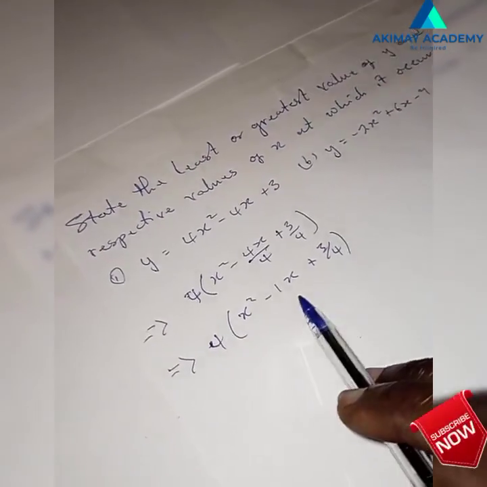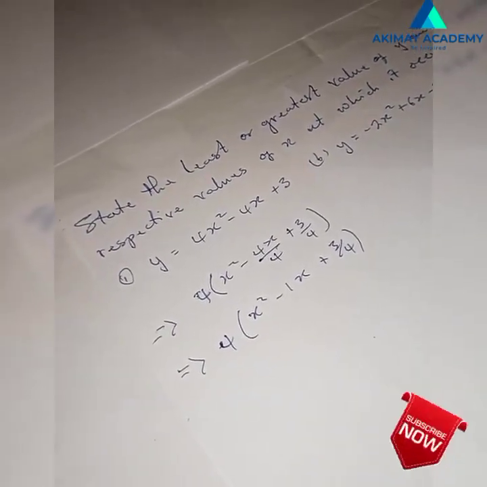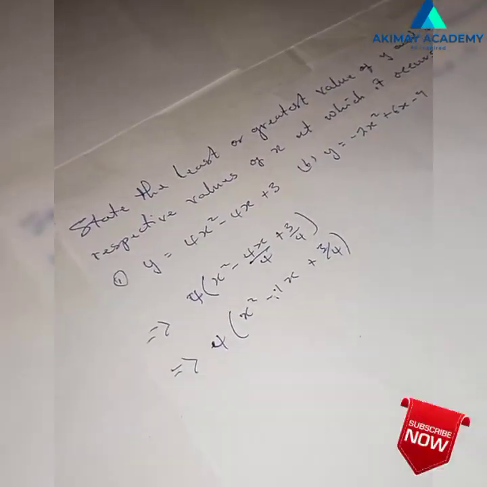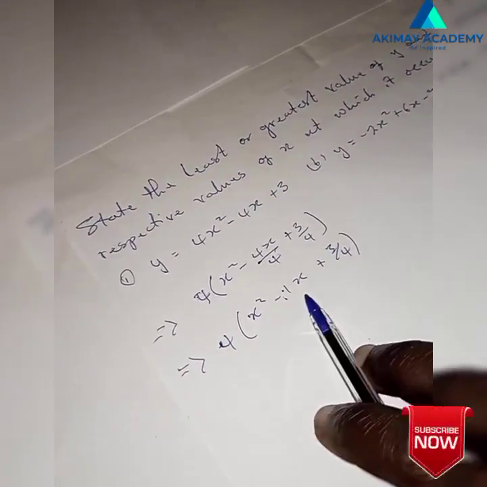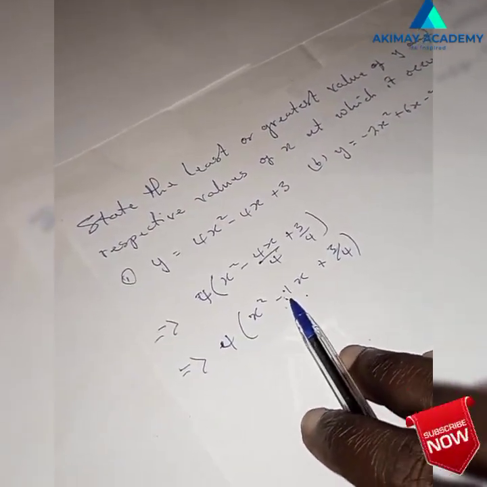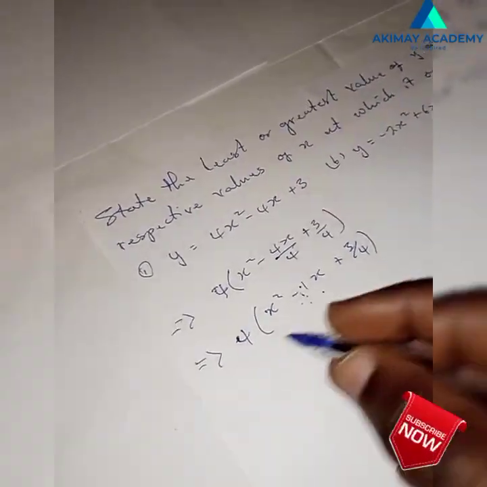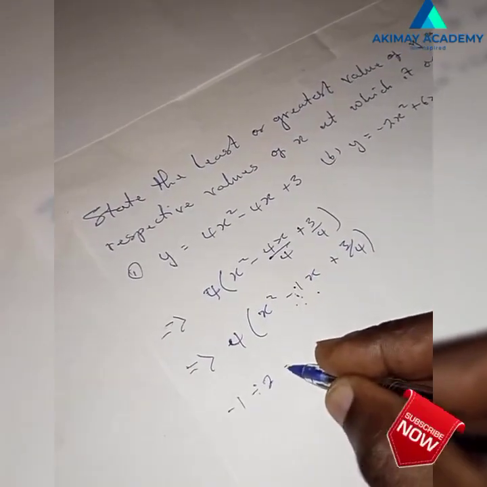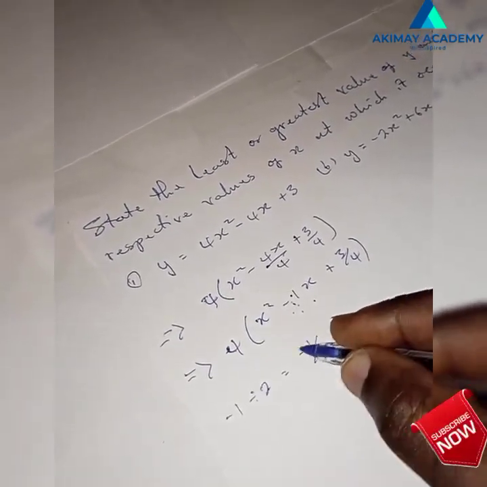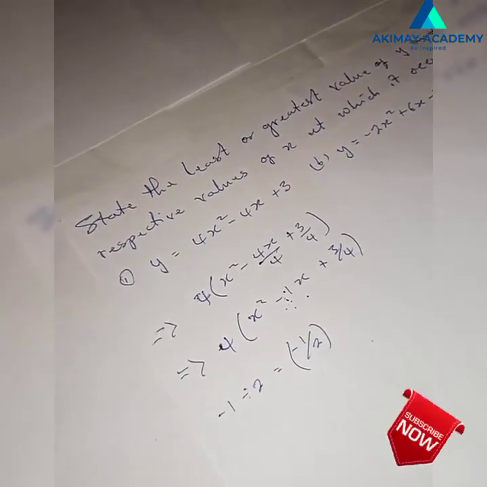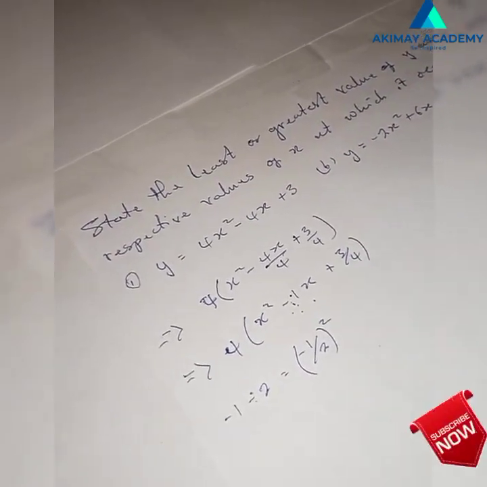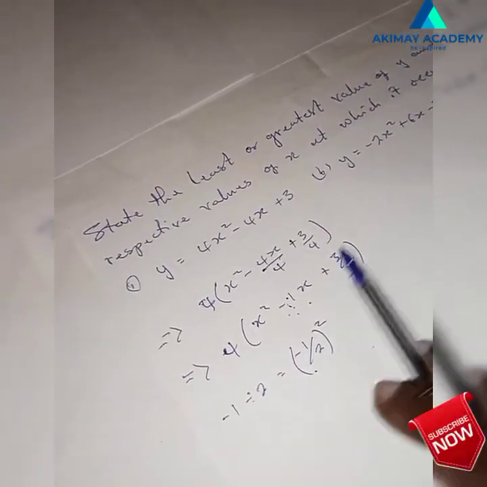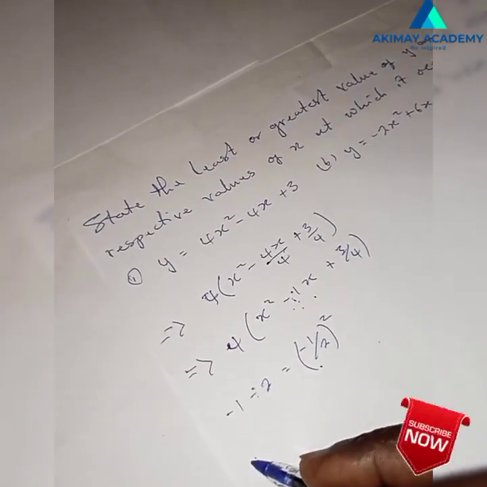At this point, we take the coefficient of x, which is negative 1, and we divide it by 2. So we have minus 1 divided by 2, and this gives us negative 1 out of 2. We put the result in a bracket like this and square it. What do we do with this? We add and subtract it to the equation.